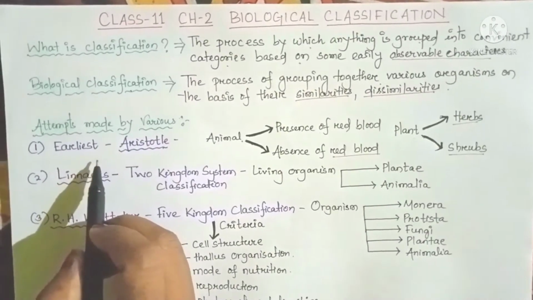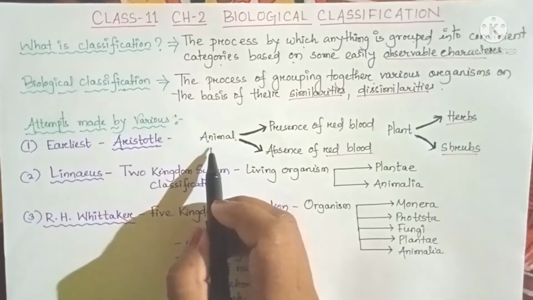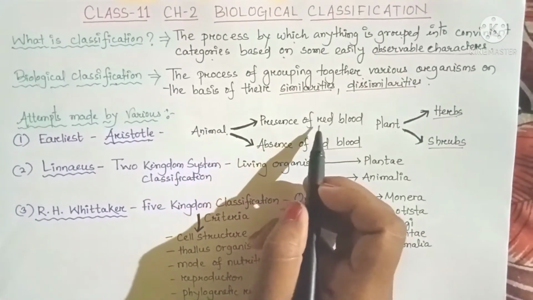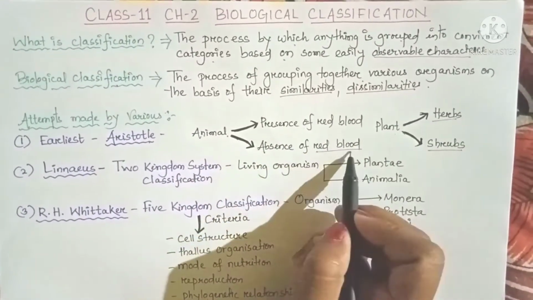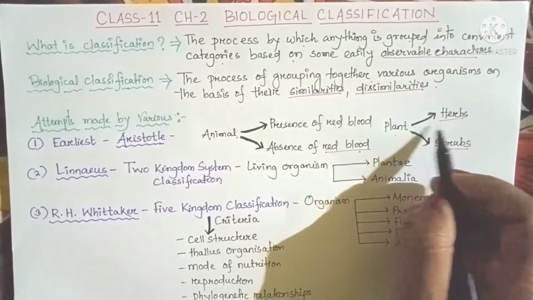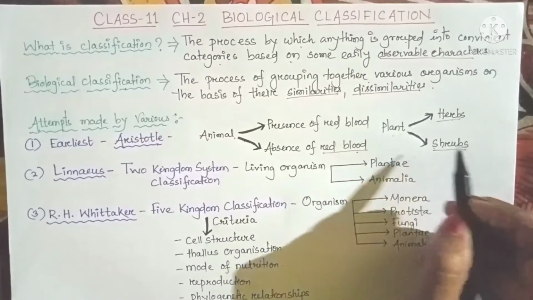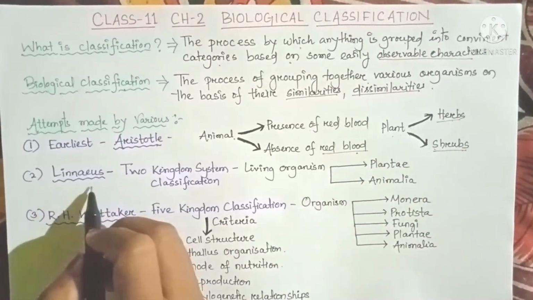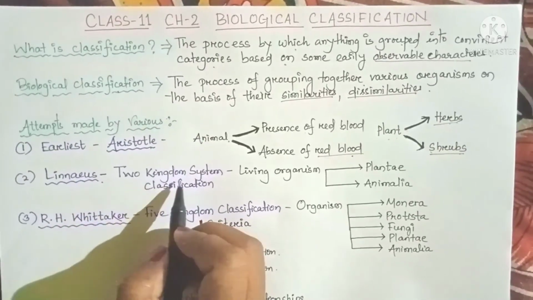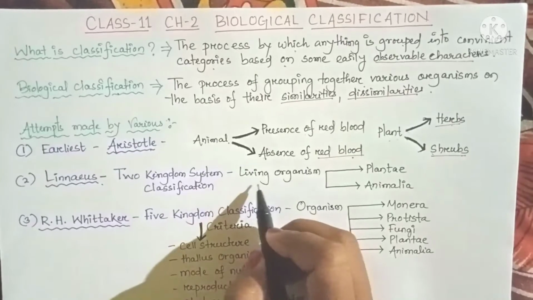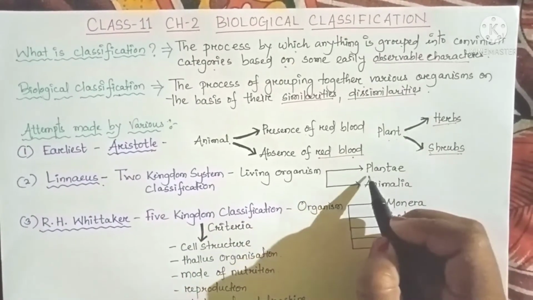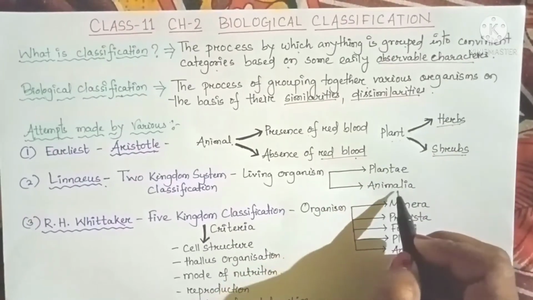The earliest attempt was made by Aristotle. He classified animals into two groups, on the presence of red blood and absence of red blood. He also classified plants into two groups, that is herbs and shrubs. The second attempt was made by Linnaeus. He proposed the two kingdom system of classification. He classified living organisms into two kingdoms: first one is Plantae and second one is Animalia.